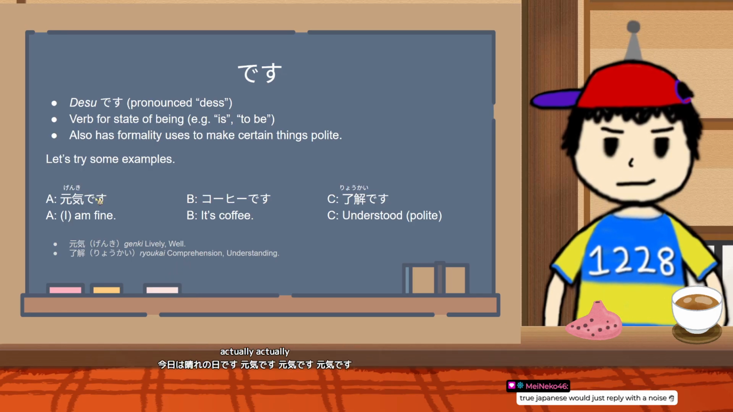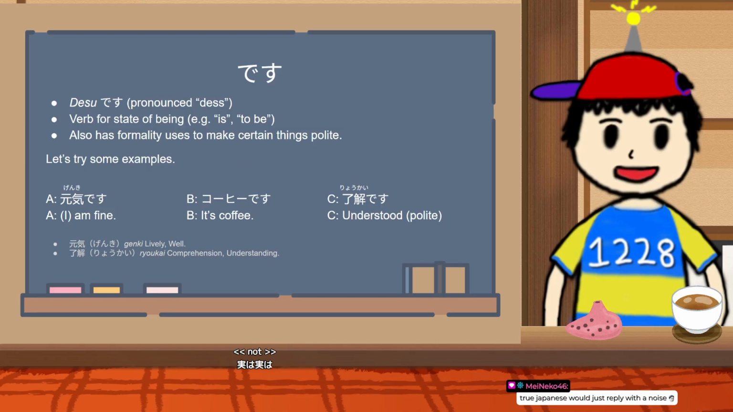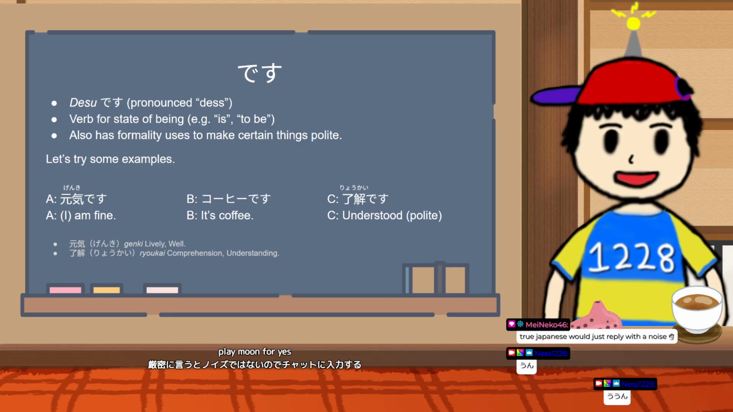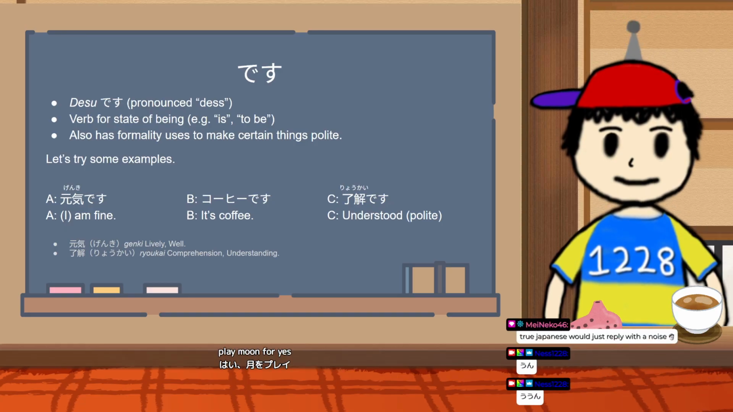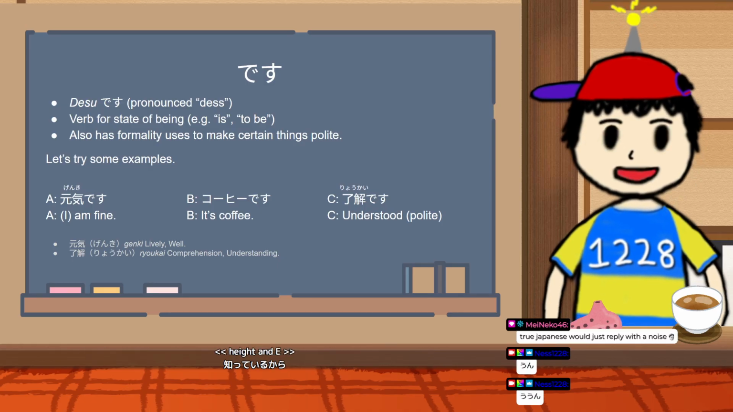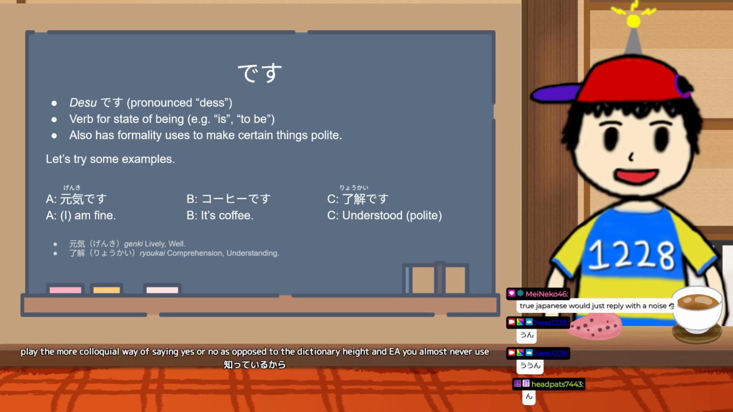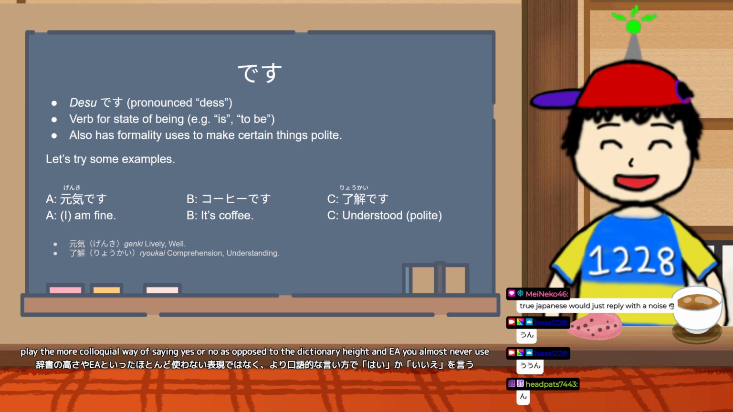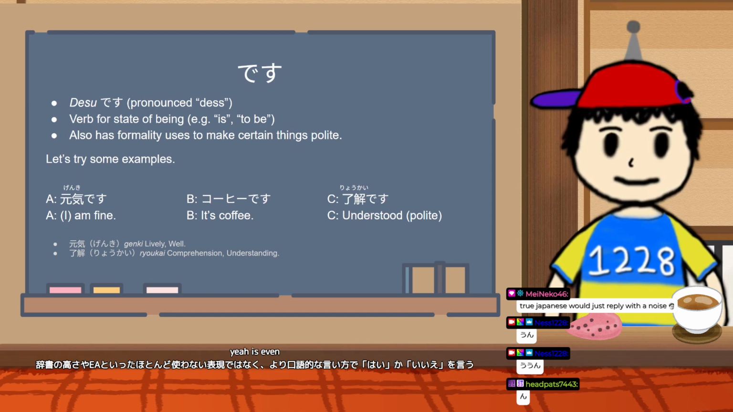Actually, it's technically not a noise. I'm gonna type it in chat. They either type un for yes or un for no. That is actually the more colloquial way of saying yes or no, as opposed to the dictionary hai and ie. You almost never use ie, actually. Yeah, is even more colloquial. But yes.